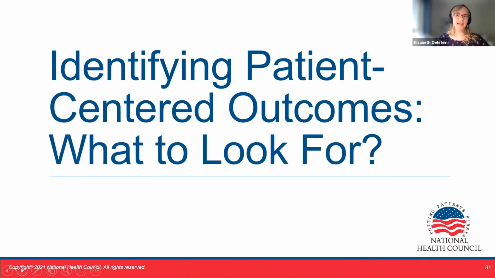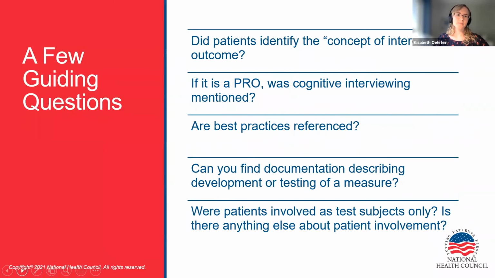So now I wanted to provide just some guiding questions that I hope will be practical for folks who are interested in identifying patient-centered outcomes. So what can you look for as you're planning a study or as you're evaluating a study? Next slide. So here's just some that we've brainstormed based on our own past work, which are, did patients identify the concept of interest or outcome? If it's a patient-reported outcome, was cognitive interviewing mentioned? Are any of the best practices referenced? Can you find documentation describing development or testing of a measure? And then, were patients involved as test subjects only? Is there anything else about patient involvement? So I'll show through a couple of examples what this can look like.